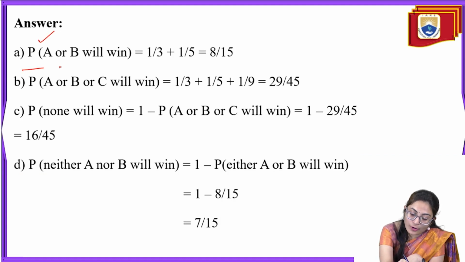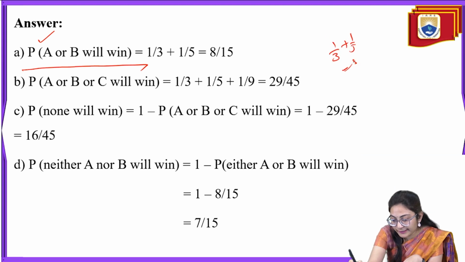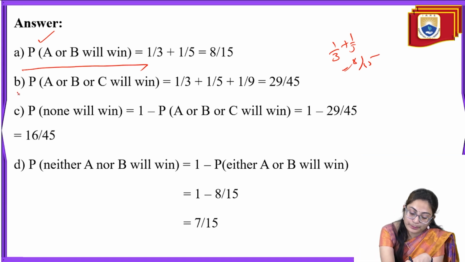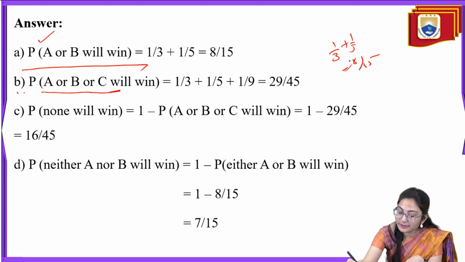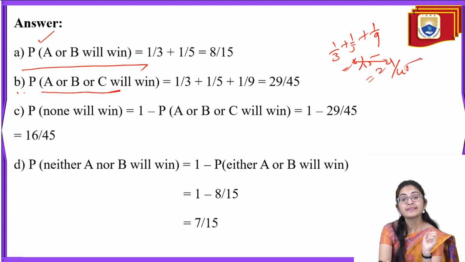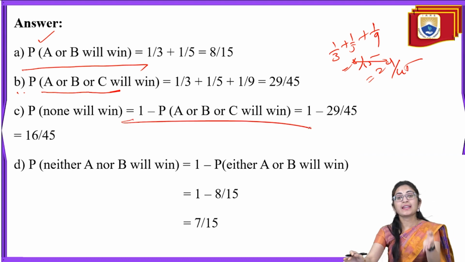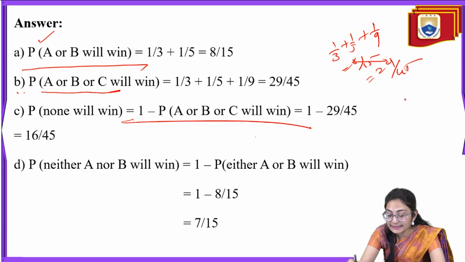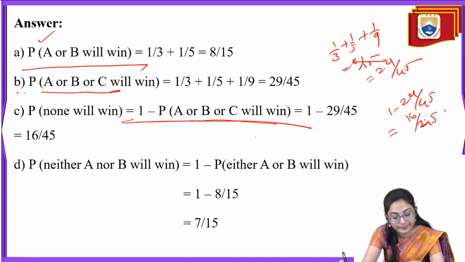Now P of A or B will win is 1 by 3 plus 1 by 5, which comes to 8 by 15. Then the probability of A or B or C will win is again 1 by 3 plus 1 by 5 plus 1 by 9, which will be 29 by 45. Then the probability none will win is 1 minus the probability of A or B or C will win. That is 1 minus 29 by 45. This value we already got. So after solving, 16 by 45.